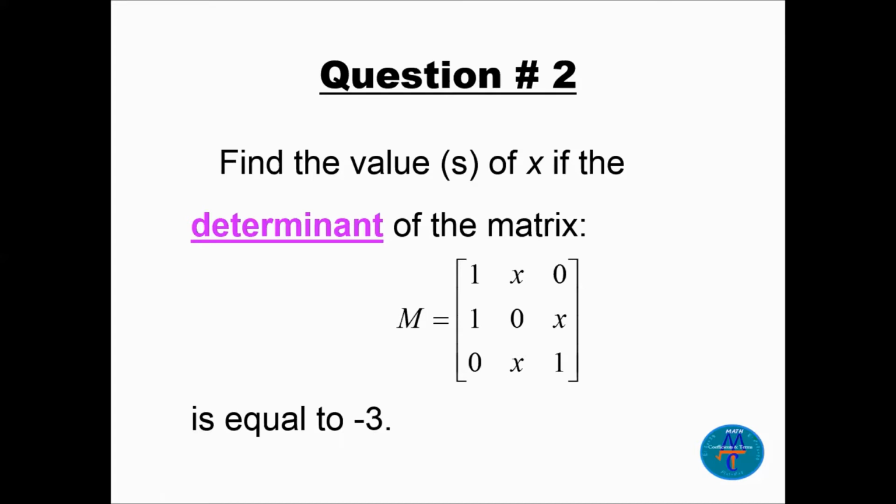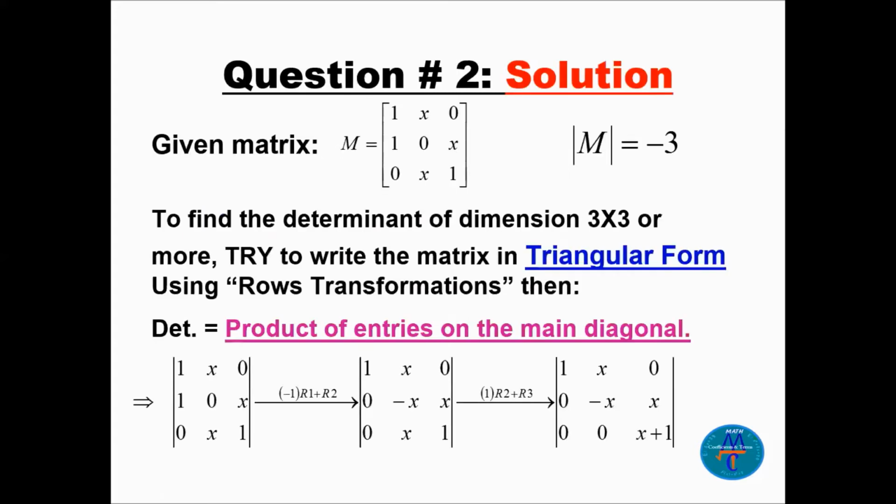You can try it if you like, or at least start. Let's see. So this is the given matrix M, and this is the determinant, equal to minus 3. Now we have here 3 by 3. One of the best methods, there are many methods actually, to find the determinant 3 by 3 or more. One way is to write it in triangular form. See, look at here. This is matrix, and this one is determinant. So I take the same numbers, I put 2 vertical bars, that's determinant.